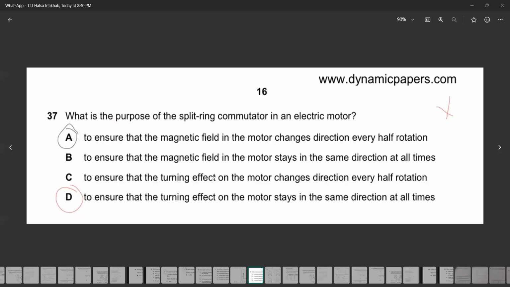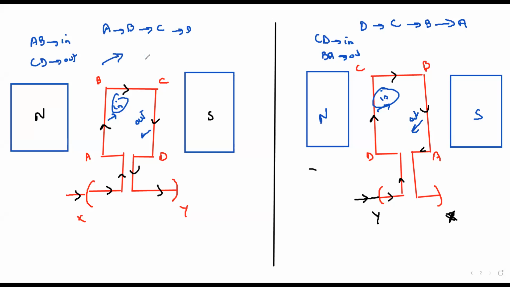So to ensure that the turning effect of the motor remains the same, how does the turning effect of the motor remain the same? You can see that the left hand side always experiences the force into, and the right hand side always experiences out, irrespective of which side this is. It can be AB, it can be CD, it does not matter. Always the left hand side in and right hand side out, which causes a continuous rotation of this motor. Is it clear? The DC motor? That's why option D is the right answer.